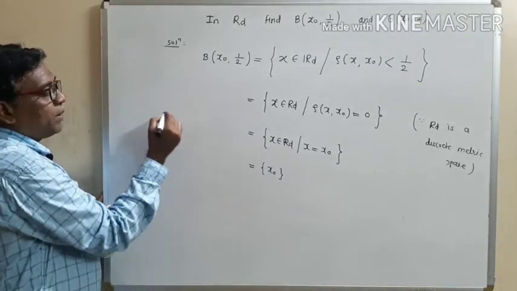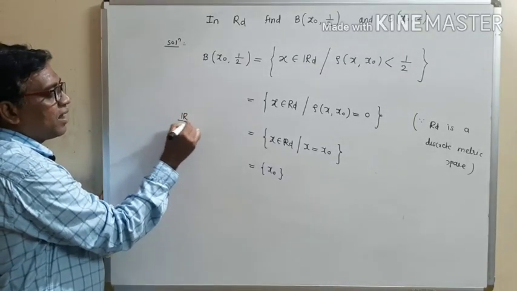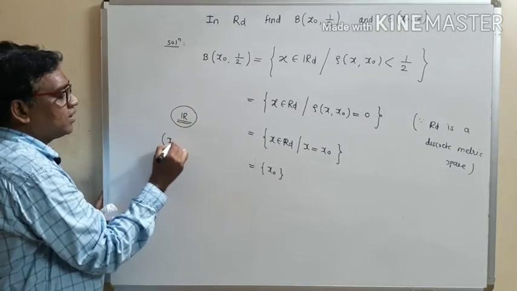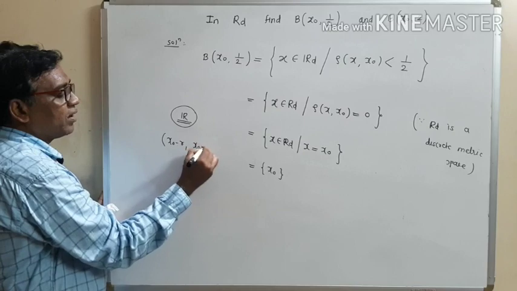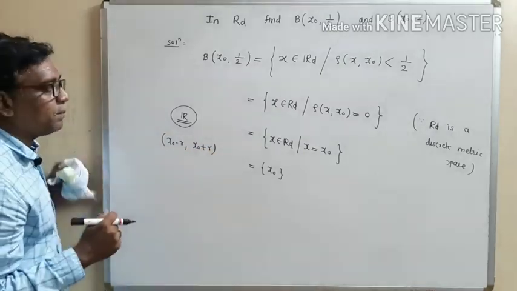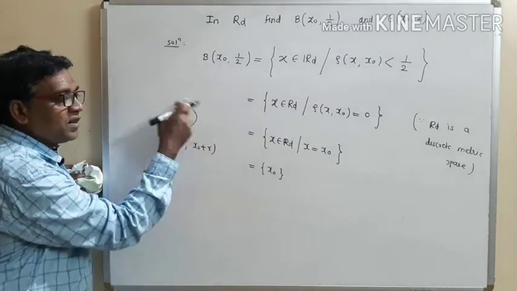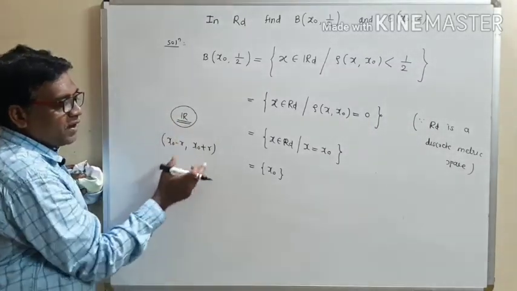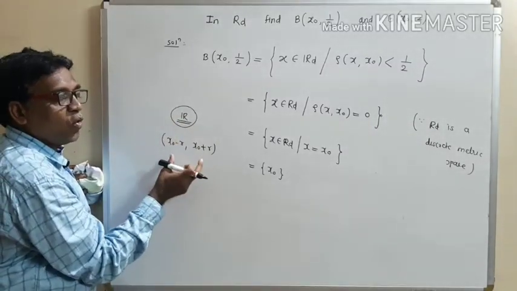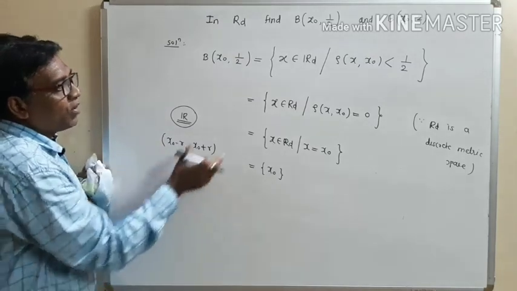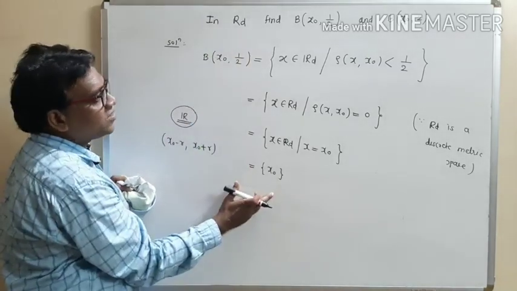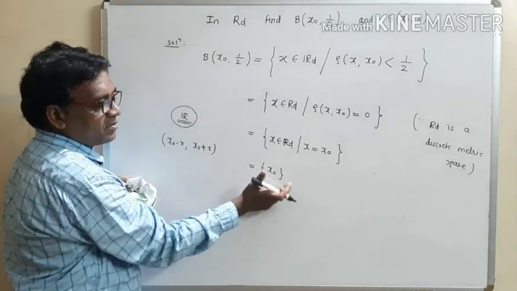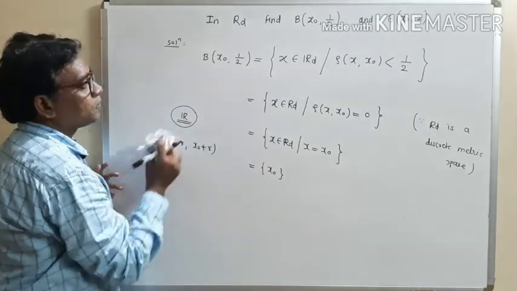In the previous example, we have found the open sphere in the real line. So what is the open sphere in the real line? Open sphere in the real line is nothing but the open interval. And what is the open sphere in the discrete metric space? Open sphere in discrete metric space is nothing but the singleton set.